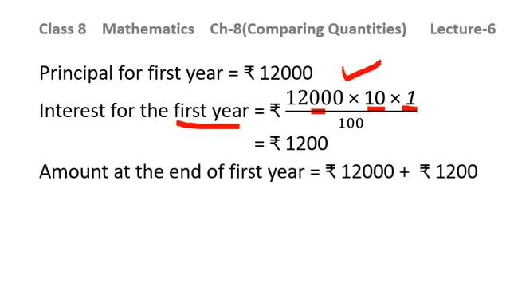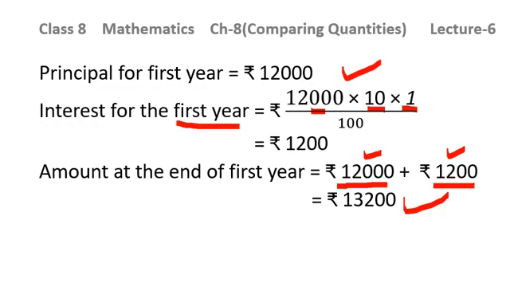Now we need to find the amount because this will be the principal for the second year. How will you calculate the amount? Principal plus interest. So this was your original principal, that is 12,000 rupees. This is your interest, that is rupees 1200, and the amount will be 13,200. So the amount at the end of first year is rupees 13,200.